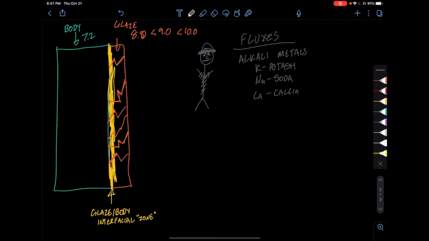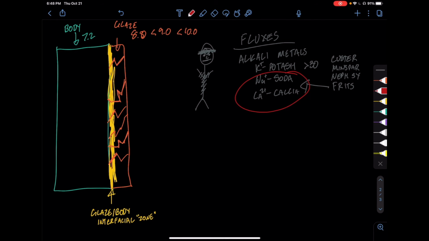Calcium is also a culprit, but not as much as soda and potash. These have thermal expansions greater than 30. And so those are going to be the main components that are causing your glazes to craze. These come in typically Custer, Minspar, Nepheline Syenite, and a lot of the frits. Most of the frits are going to actually just contain those two. These three are going to be your main culprits for crazing.